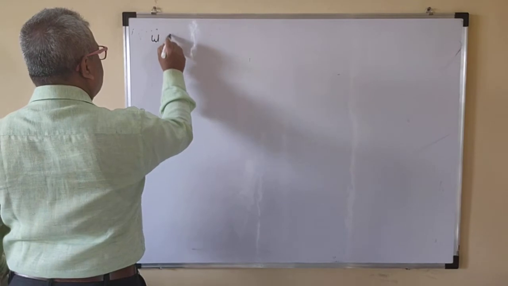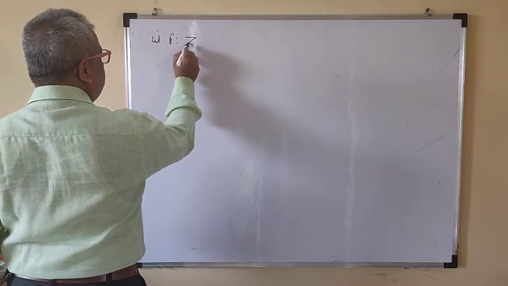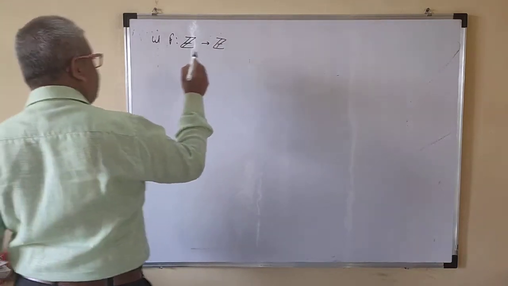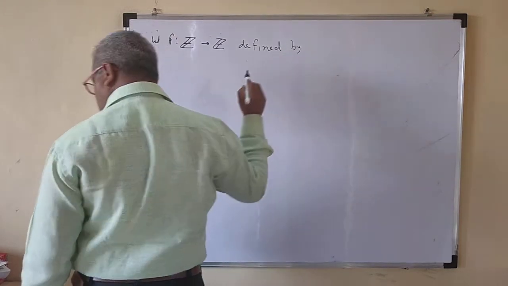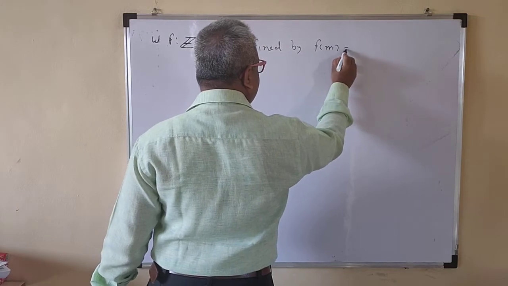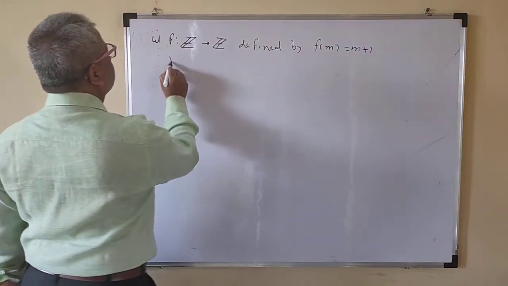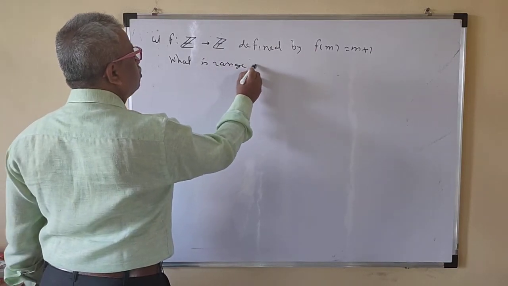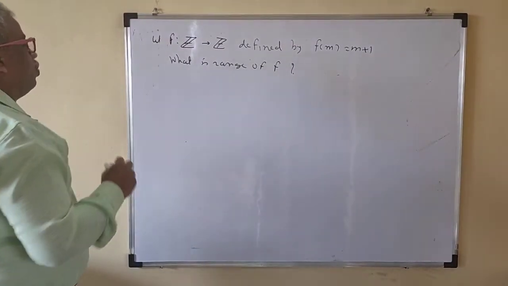Let f from Z to Z, with Z the set of integers, be defined by f of m is equal to m plus 1. What is the range of f? What is the range of f? Okay, solution.